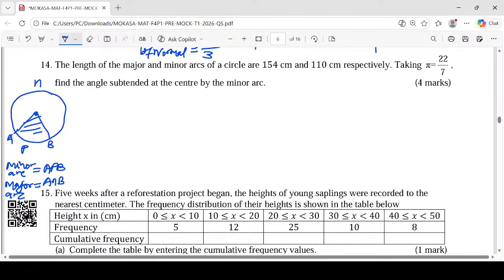So they are saying that the lengths of the major and the minor arcs are 154 and 110 degrees respectively. Find the angle subtended at the center by the minor arc. How are we going to approach this particular question? The concept is very, very simple and you don't have to struggle.